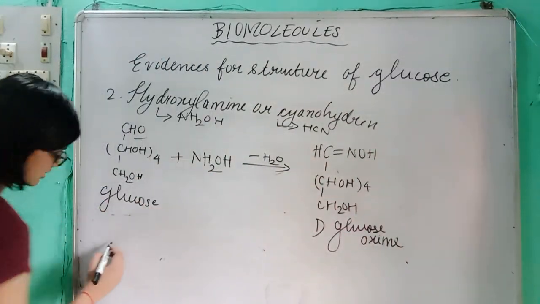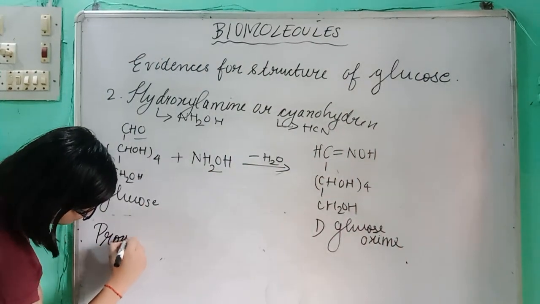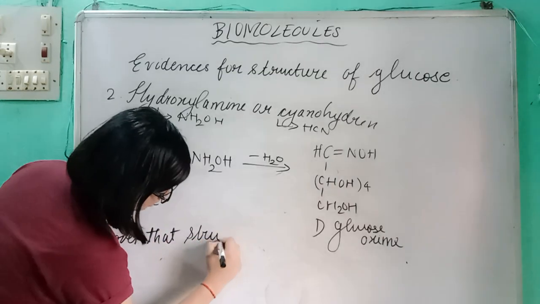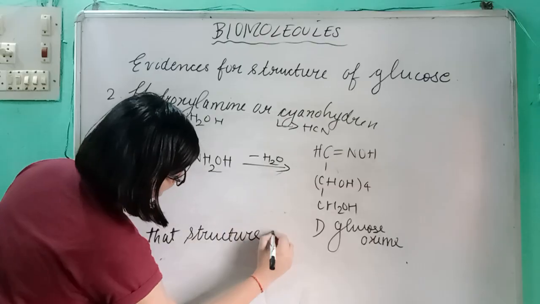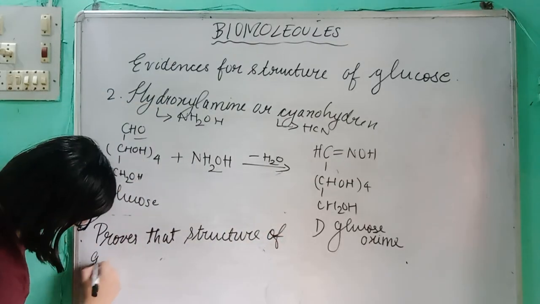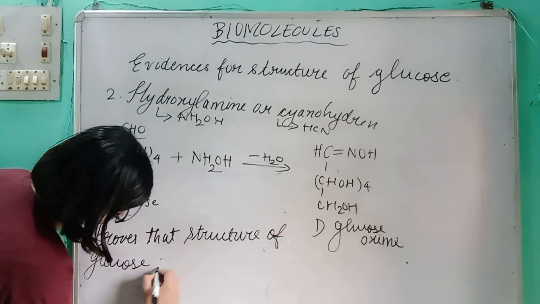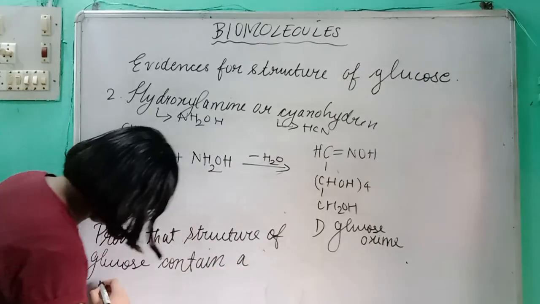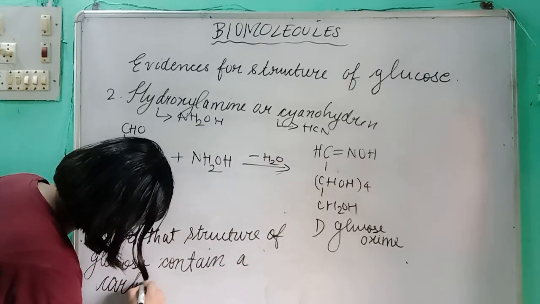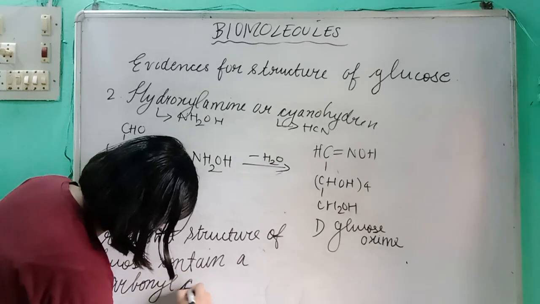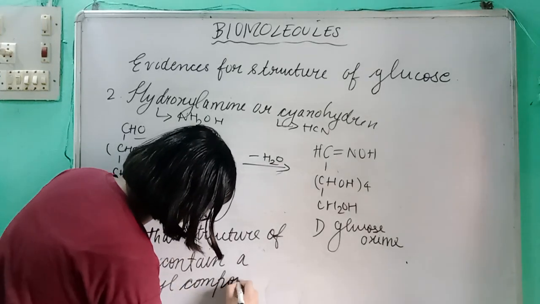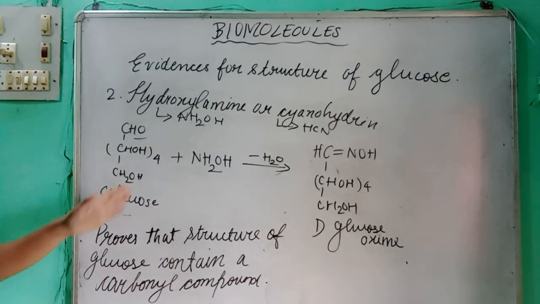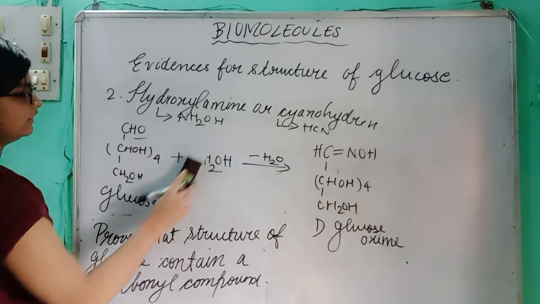So let's write. It proves that the structure of glucose contains a carbonyl compound. It can also be proven by the reaction of cyanohydrin. Let us write it also.